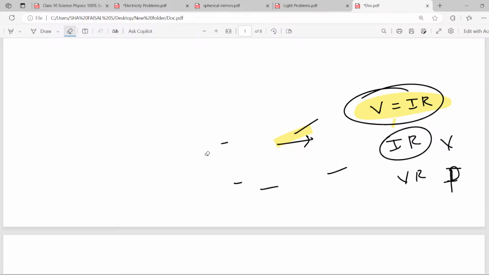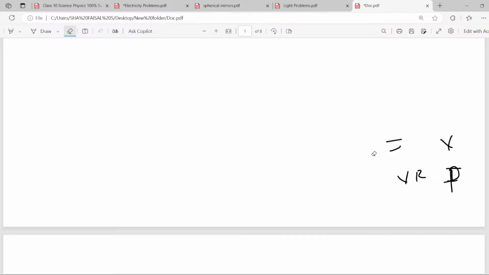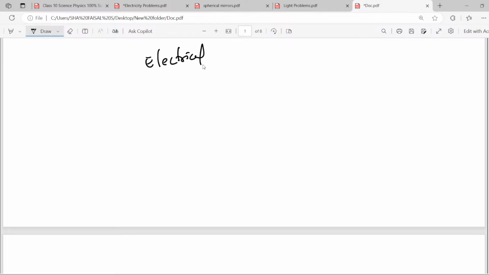So power is measured in watt. If we have got more power, then we write in kilowatt. But usually we represent it in watt. Next topic is electrical energy. So E is equal to P into T.